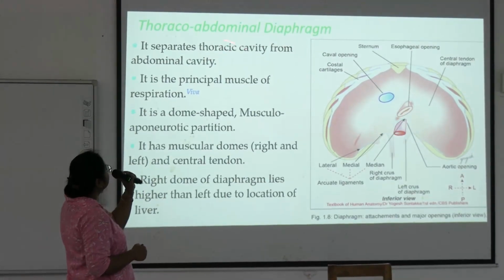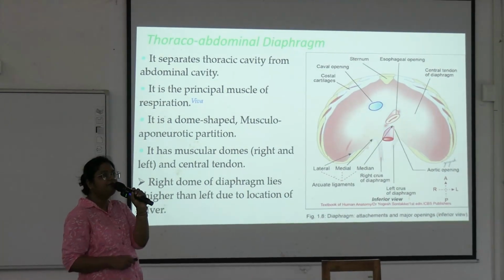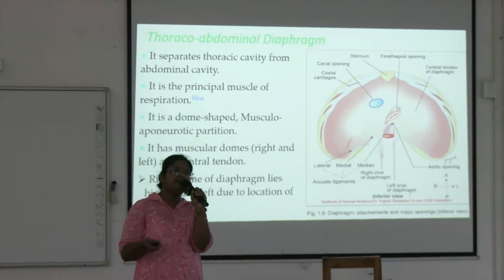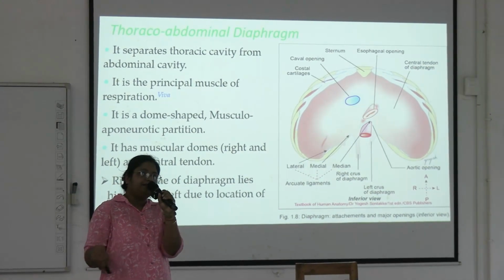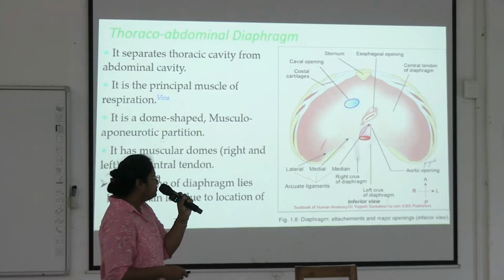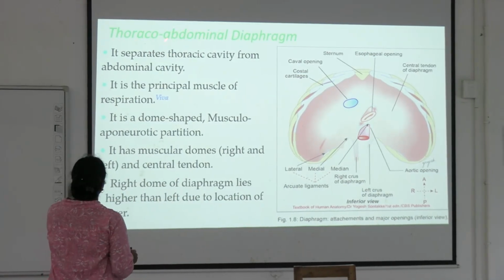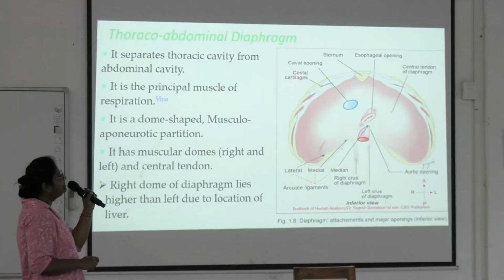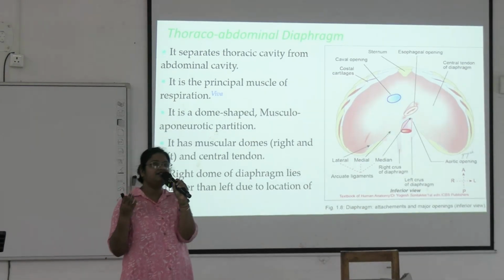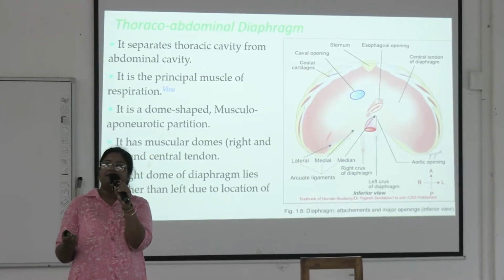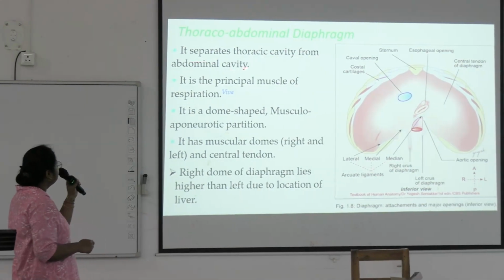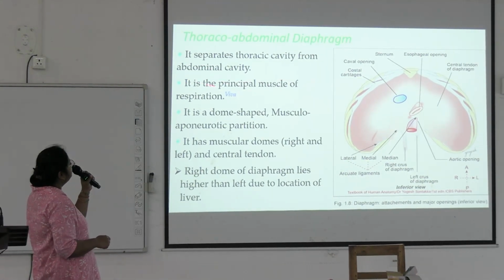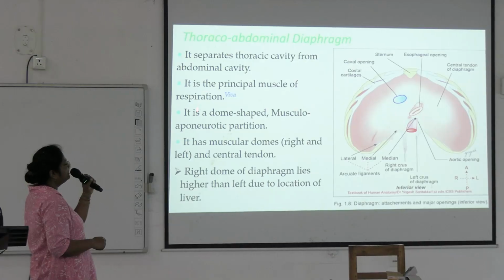The diaphragm is also known as the thoracoabdominal diaphragm. We have other diaphragms in our body: oral diaphragm, pelvic diaphragm. So this is known as the thoracoabdominal diaphragm, separating the thoracic cavity from the abdominal cavity, and it is the principal muscle of respiration.